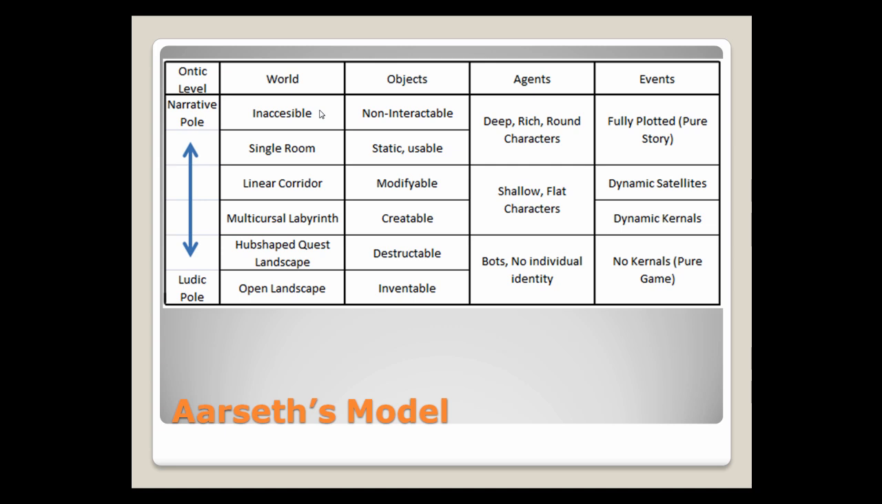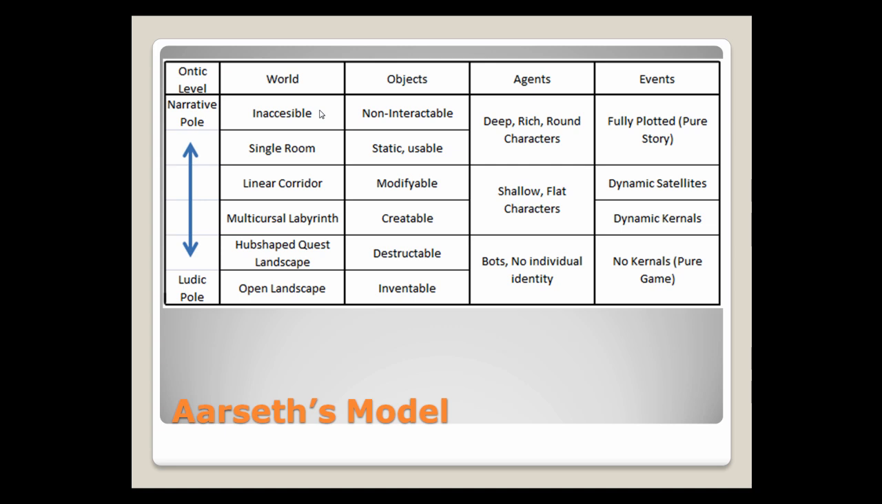Third column, agents. This is the character. So we're looking at either deep, rich, round characters. These are the ones with full backstory, you know everything about them, they might have a mysterious past that you want to find more about. Shallow flat characters, these are characters that serve a purpose, but you don't really get to find anything about them or their backstory, they're just there to serve a purpose. And finally, bots, NPCs, no individual identities. Take a game such as Half-Life 2, the Combine, you can't identify each individual one of those, they're just there to kill and be killed.